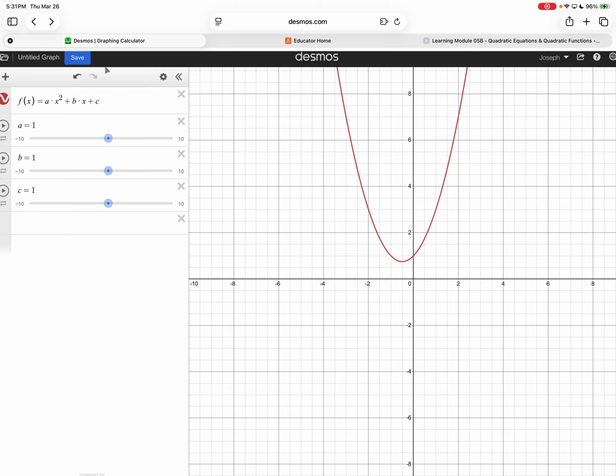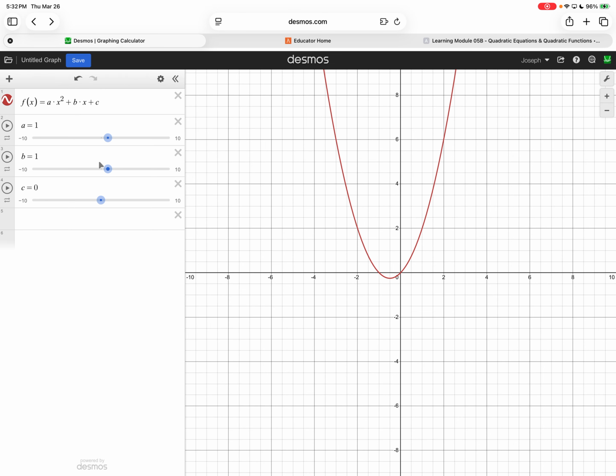What about the c value, the constant? Watch this. It just moves it up and down, right? Well, it's just a constant. You're just adding a number to your y value, right? Well, that moves it up and down. You follow? But look, the b also has a little bit to do with the up and down, doesn't it?